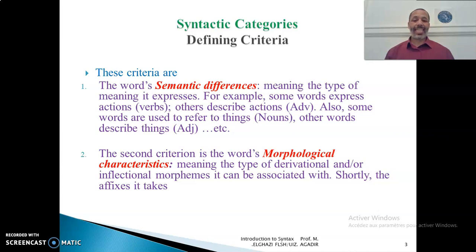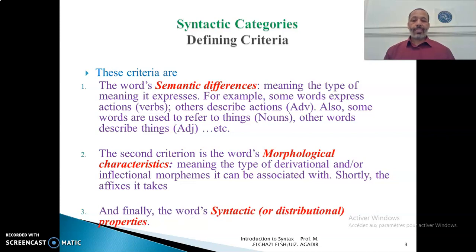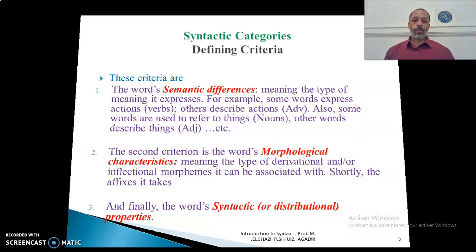The second criterion is the word's morphological characteristics, meaning the type of derivational and or inflectional morphemes it can be associated with. Shortly, the affixes it takes, because the type of affixes which are associated with the word can determine the kind of category it belongs to. For example, an adjective, when it is associated with an ly at the end, it becomes an adverb. And finally, the word's syntactic or distributional properties.